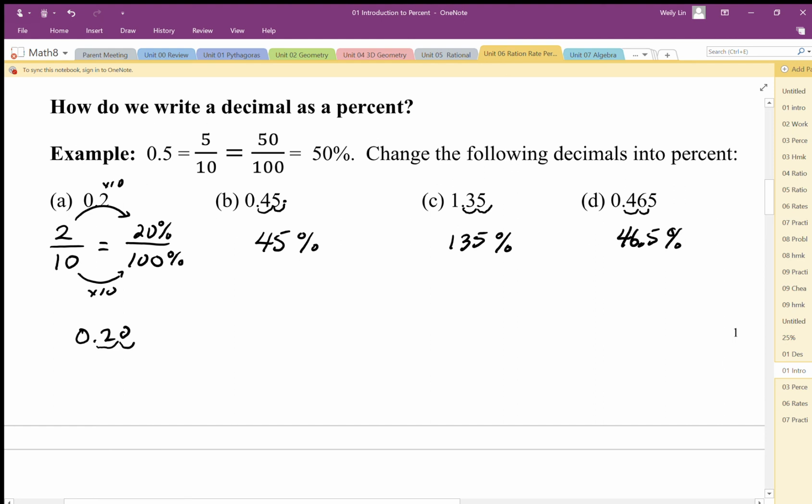And doing the reverse is just as easy. We can convert 45% into a decimal by moving the decimal point over 2 places. Okay, and that brings us back to 0.45. When we have something like this, just remember that our decimal point is going to fall in there.